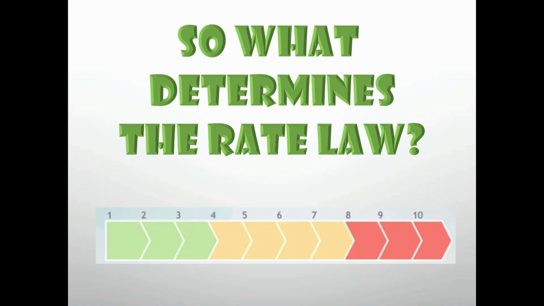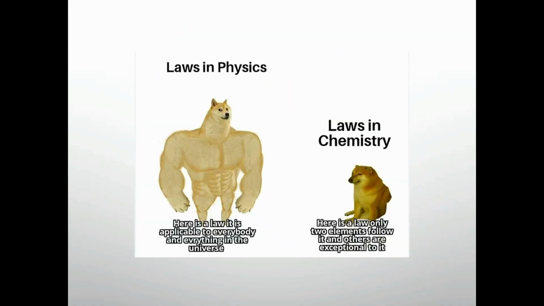So what determines the rate law? Okay, I found this online. Laws of physics: here's a law that is applicable to everybody and everything in the universe. Laws of chemistry: here's a law only for 2 elements, and there's exceptions to everything. It's true. We call it a rate law, but it doesn't always work. But we're going to just accept the fact that it works for everything we're doing in this class.